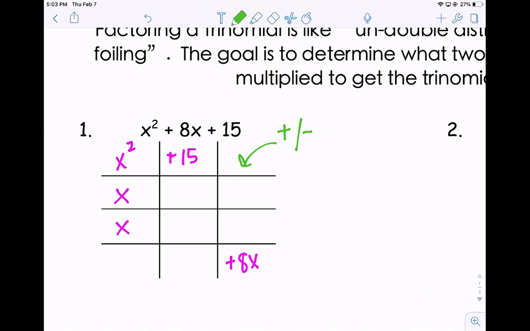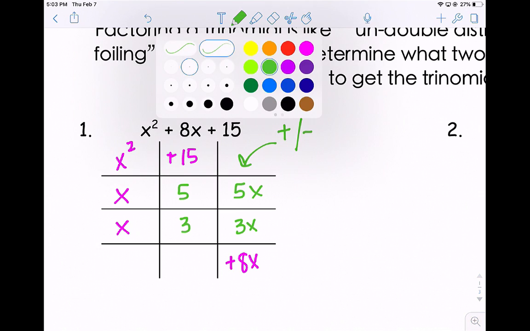So we know 15 and 1 didn't work, so we're going to go back and we're going to try 5 and 3. Those are the only other two options that we have. So we have 5 and 3. Again, we multiply across, so 5 times x is 5x. 3 times x is 3x. And so when we look at this, if I add 5 plus 3, I get 8. These are both positive, so I'm going to leave everything positive. So my factors, this is really important, we always circle diagonally.